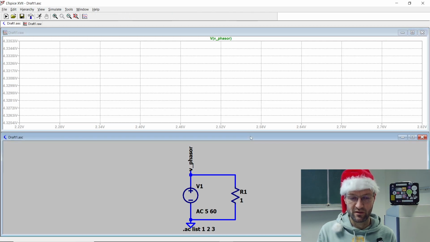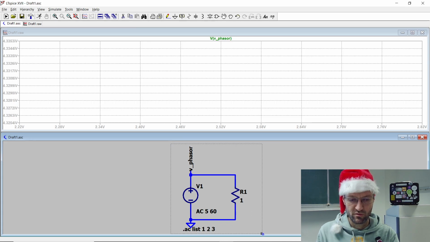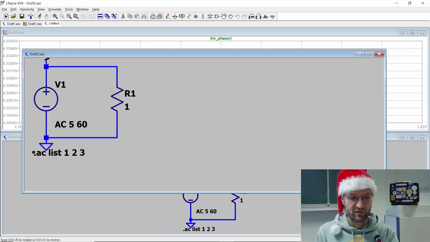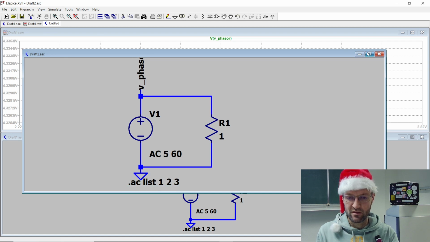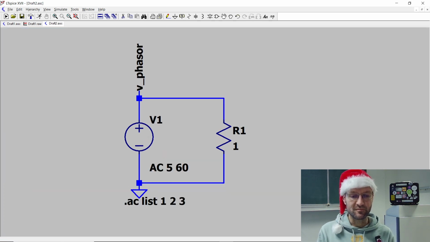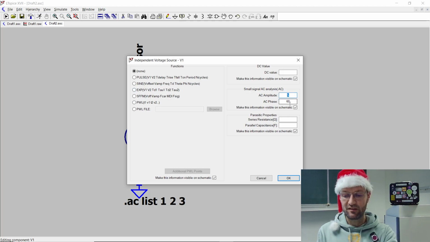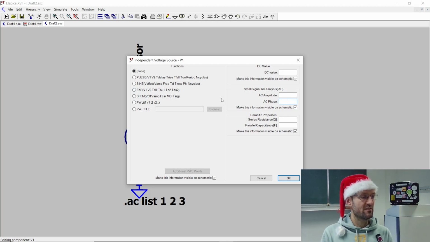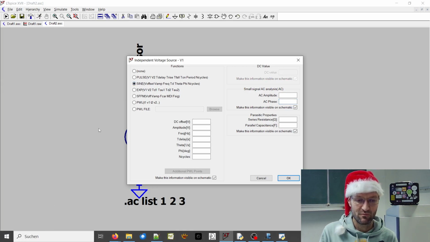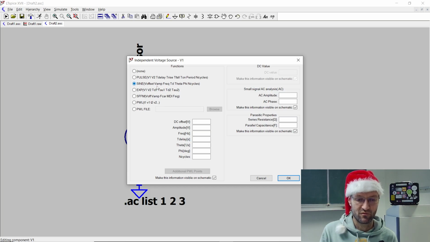And there would also be another way to do this. So for this, I will copy this. So there's the copy tool. Then open up a new schematic, paste this into the new schematic, maybe enlarge this, and change the source from this AC source to a real time domain source. And for this time domain source, I will use a sinusoidal voltage. And once again, what was the magnitude? 5 volts.